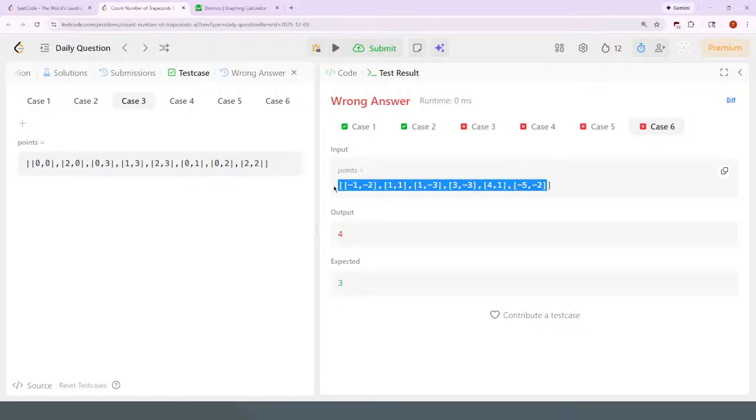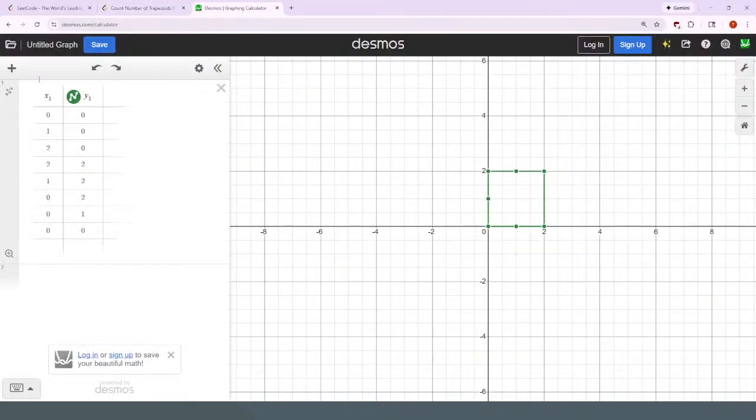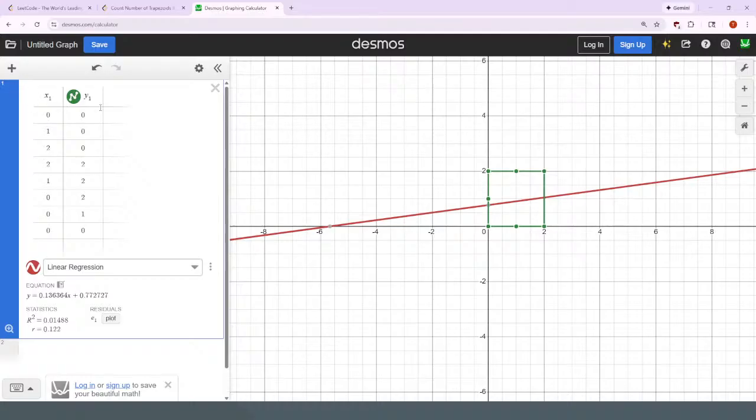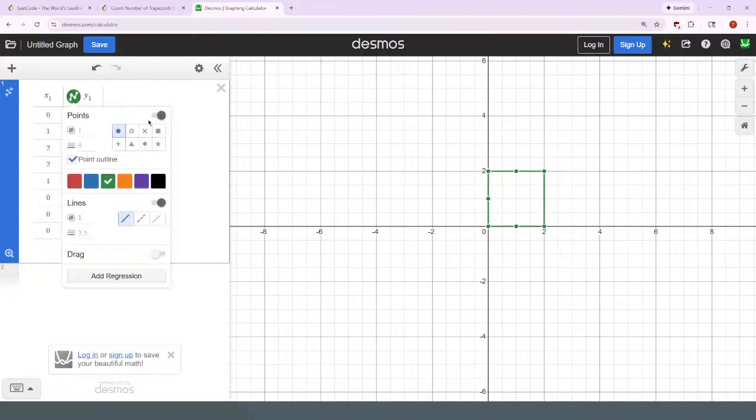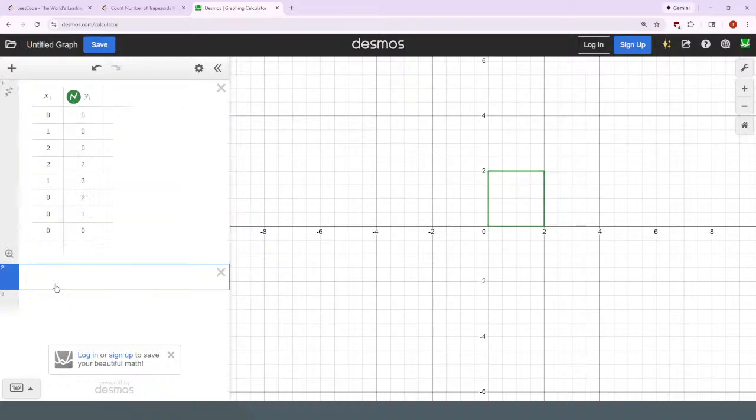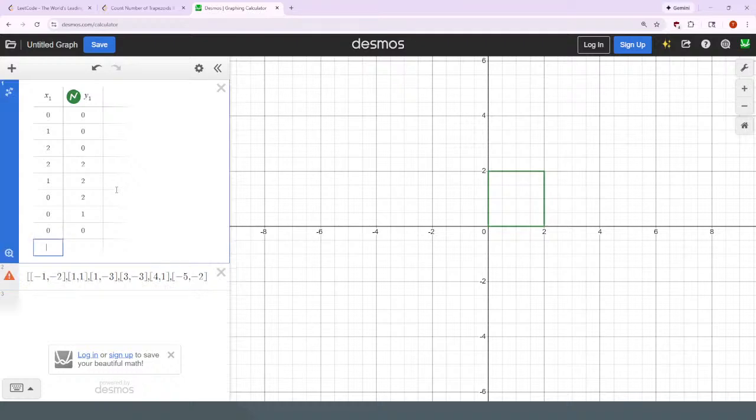I guess I'll just make this into a set of points. Guess I'll just hide this. Undo. How do I undo that? Right, whatever. And I make these into points somehow.